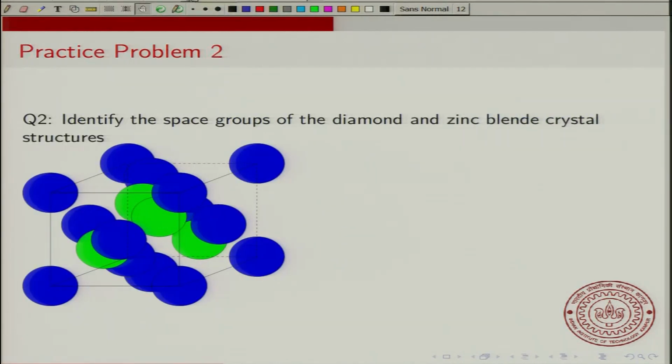Okay, next problem: identify the space groups of the diamond and the zinc blende crystal structures. Okay, now this is substantially more complicated, especially the diamond. Now the point group of the diamond crystal is the following. Okay, so we will start with diamond. Now this is m3-bar m. Okay, so that is the cubic system and the hexoctahedral crystal class.